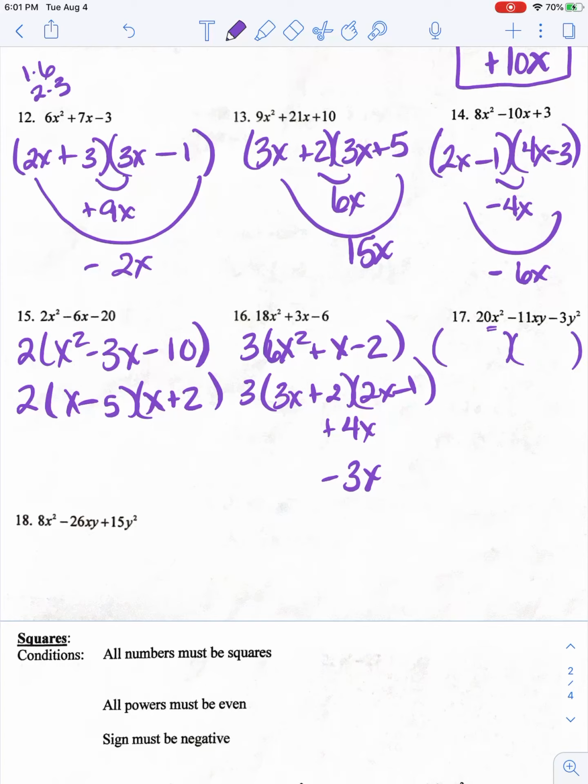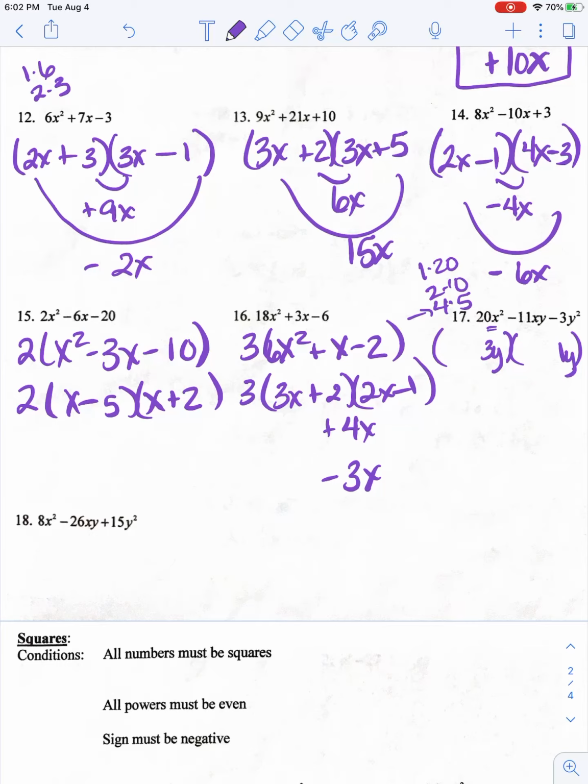Just like we have an x squared in the front, and so we'll go 5x and 4x. When it has the 3y squared in the back, we'll go 3y and 1y. In fact, I'm going to go ahead and put that in there. I'm trying to subtract to get an 11. And again, with 20, I have 1 and 20, 2 and 10, and 4 and 5. I'm going to stick with the 2 that are closest together and see how that works.